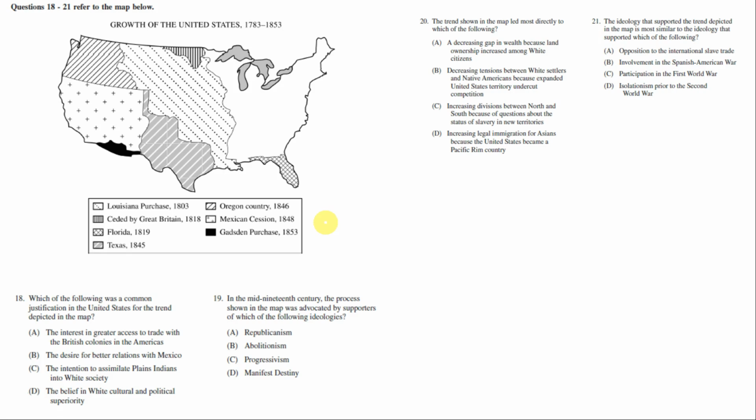Here's just some other examples of multiple choice questions that you would see. So here you have a stimulus, which is a map of the growth of the United States from 1783 to 1853, and then you have a set of 4 questions. So all 4 of those questions are in direct relation to this map right here.